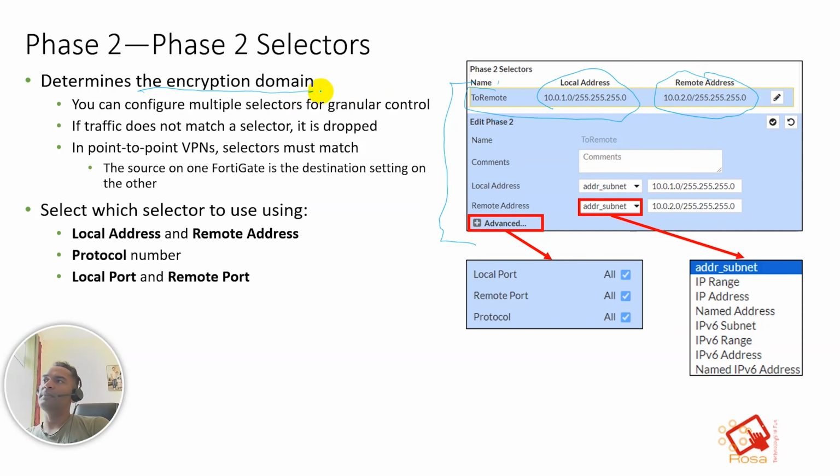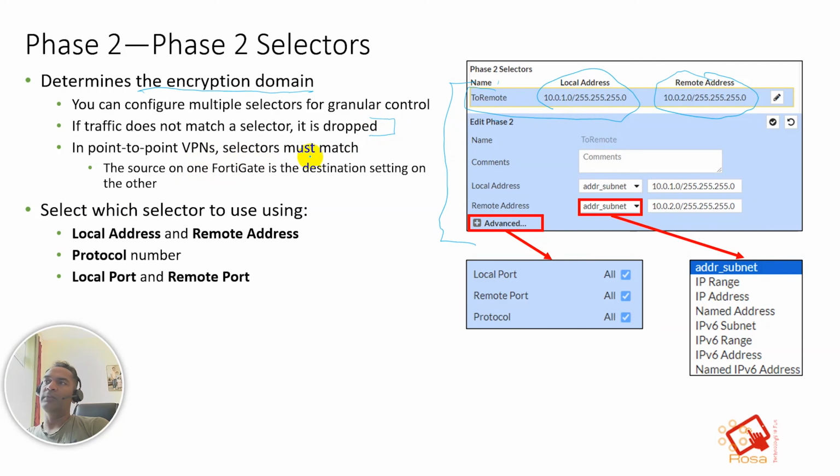So this determines the encryption domain. You can configure multiple selectors for granular control. Multiple selectors means multiple subnets that are allowed through the VPN. If traffic does not match a selector, it is dropped. So make sure all the subnets that should be encrypted and should pass through the VPN are defined here.